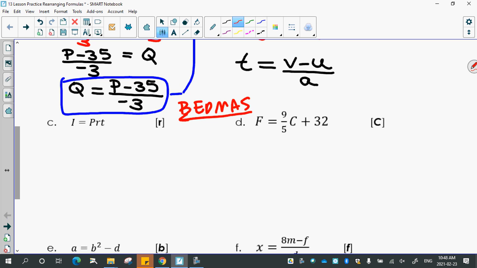Is there any multiplying or dividing on the side that has R? Yes. Both P and T are multiplying R. Does everyone agree with that? So I want to divide both sides by P and T. P divided by P is 1, T divided by T is 1, so all I'm left with on this side is R. So I'm going to start R equals, and I know that my final answer has to have R equals I over PT. So there's my formula with R as the subject.